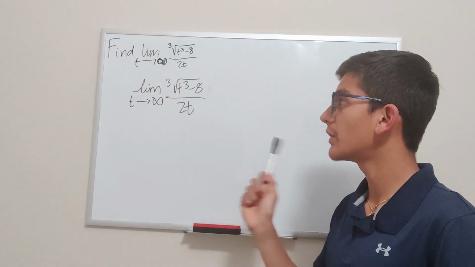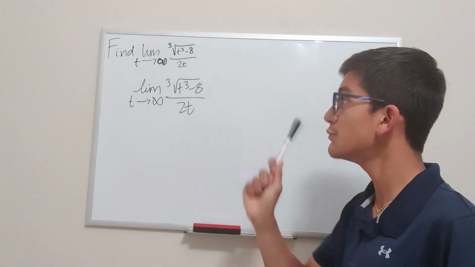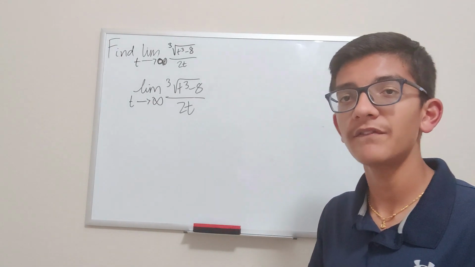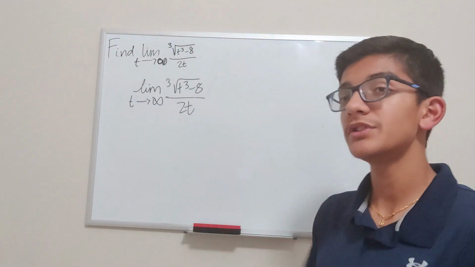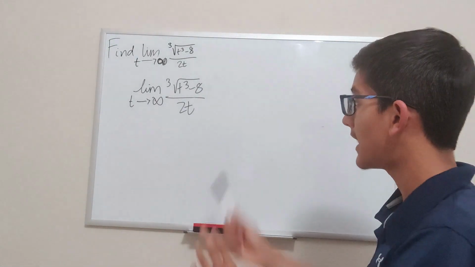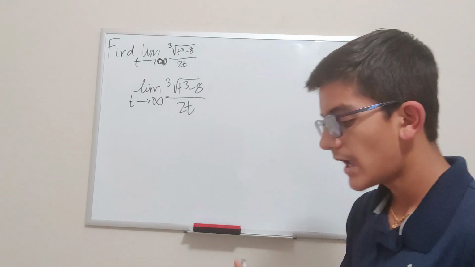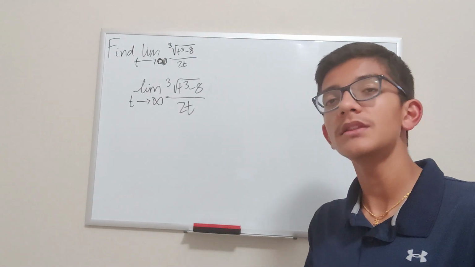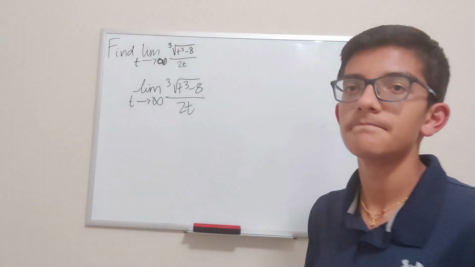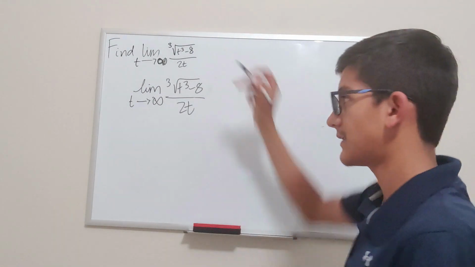So in our last problem, we're going to find the limit as t approaches infinity for the cube root of t cubed minus 8 divided by 2t. Since t is approaching infinity, we have to use a slightly different method. This method is dividing by the largest degree variable on the denominator. This allows us to evaluate the limit without having to deal with the finicky gimmicks of infinity. So on the bottom we have t. That's our only variable, therefore we divide by that.